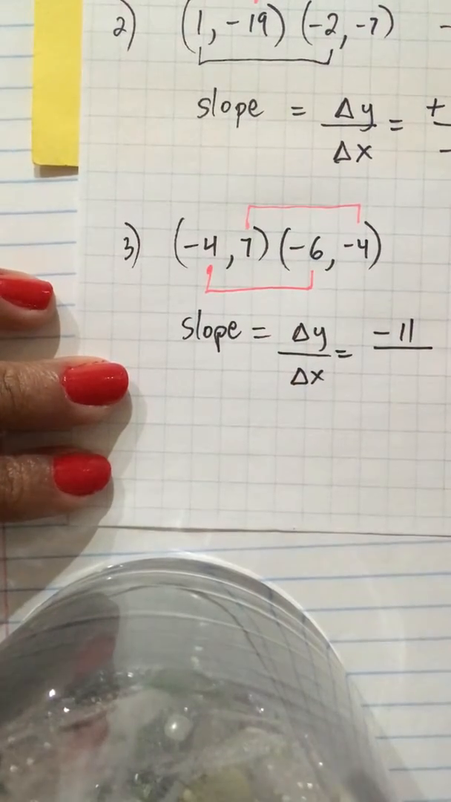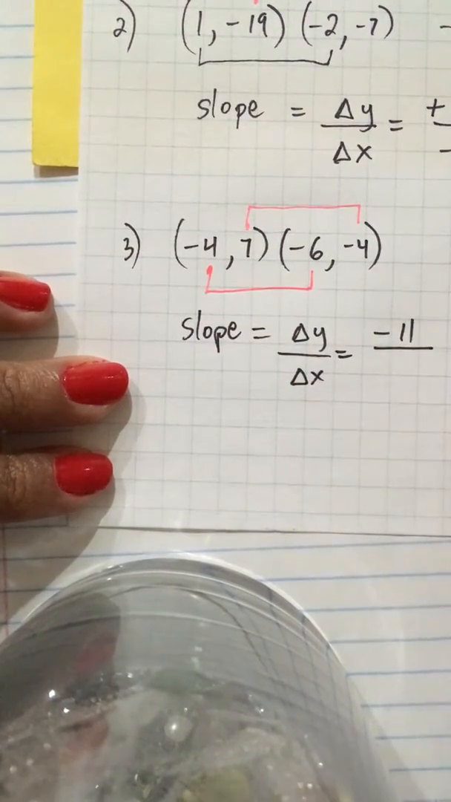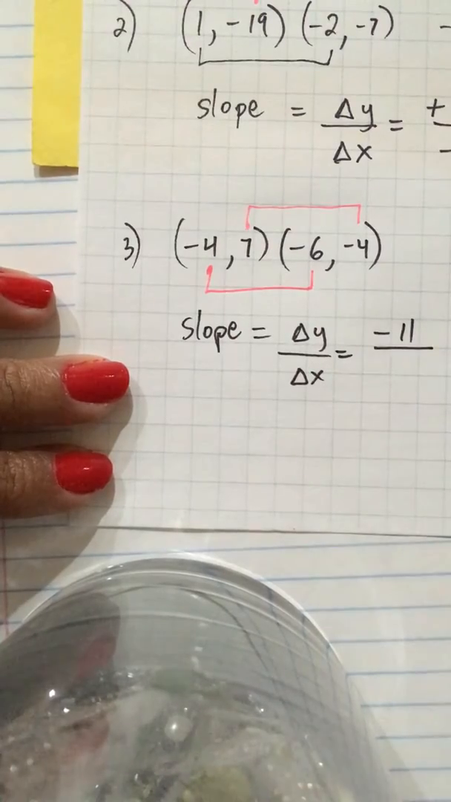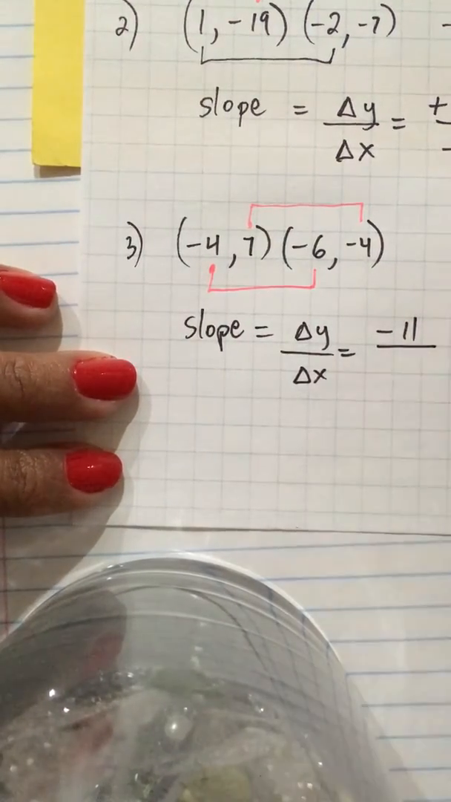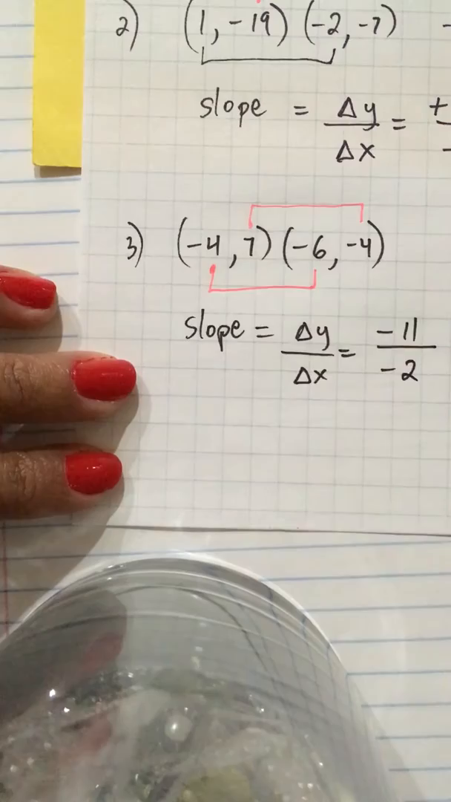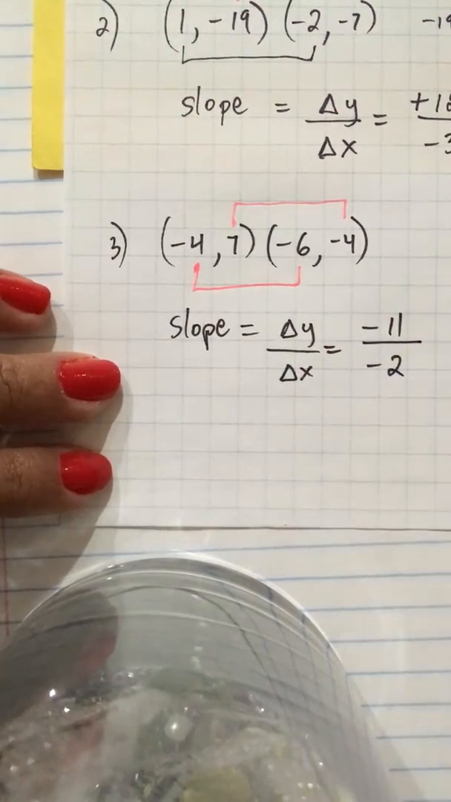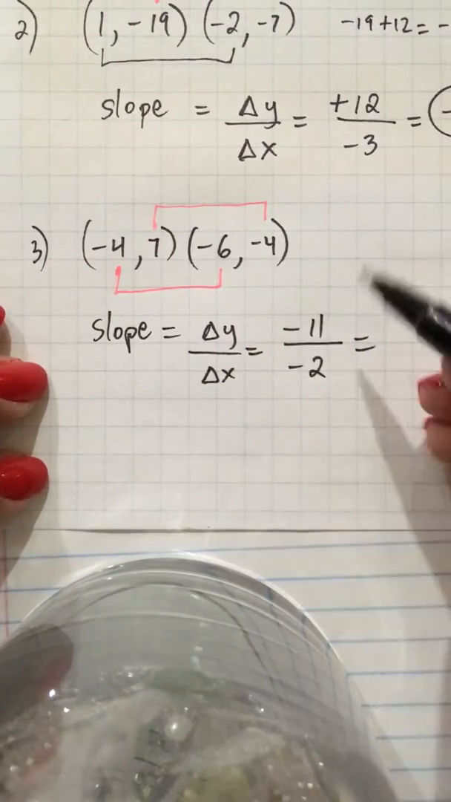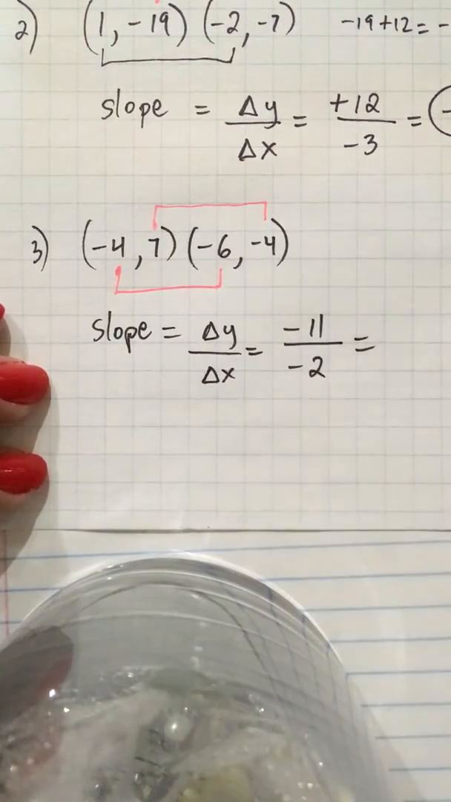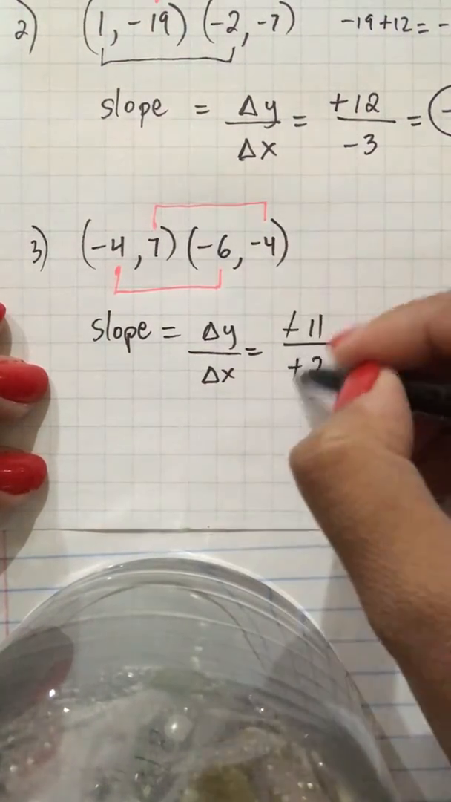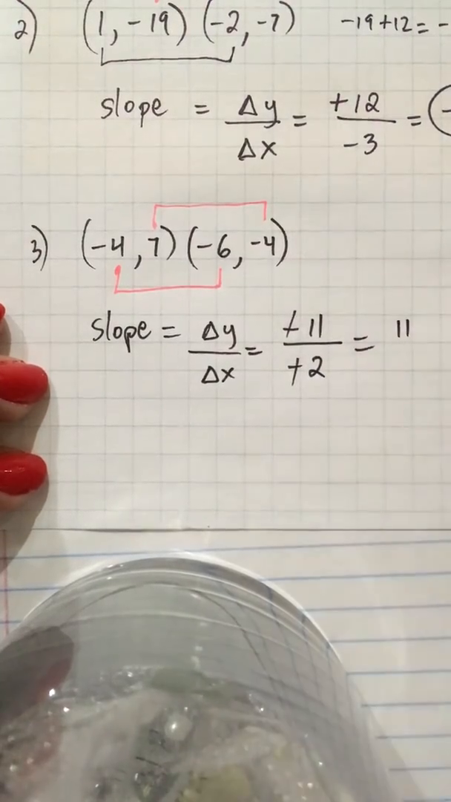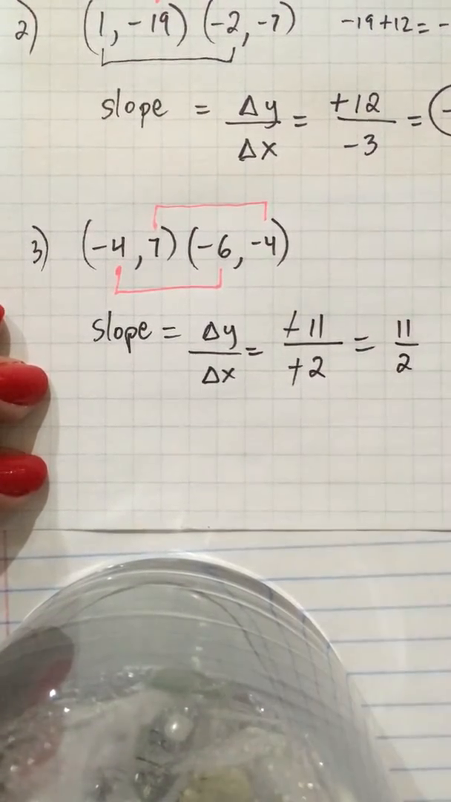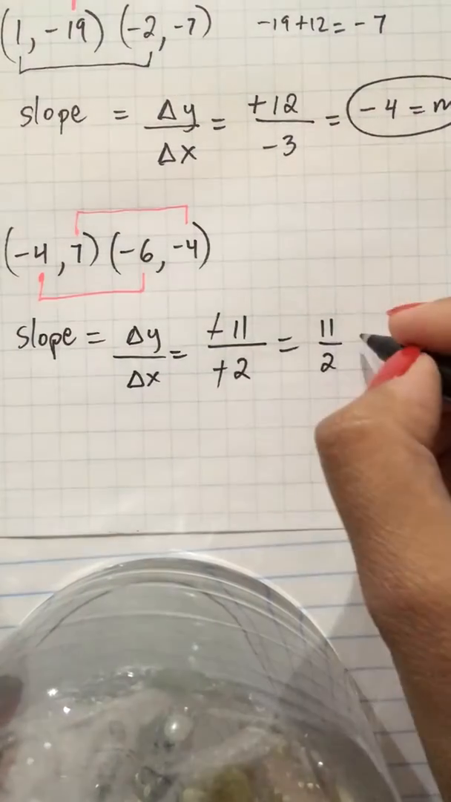And then how do I go from -4 to -6? Well, if I'm at -4 and I'm trying to get to -6, I'm just gonna go down 2 steps. So I'm going down, so it'll be -2. And this doesn't really simplify. However, a negative divided by a negative is a positive. So the negatives actually just cancel out, and all you're left with is 11 over 2 as your slope.